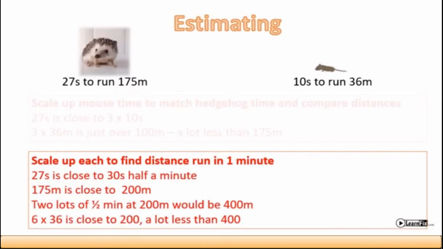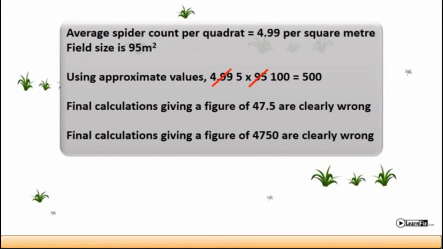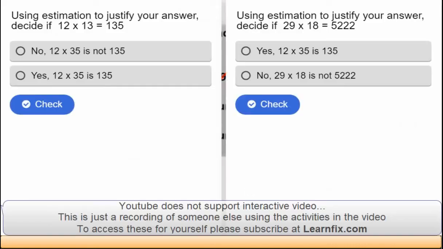So estimates also help us to check the arithmetic or logic of a solution as we work through a problem. If we counted the number of spiders in our quadrat in 3 areas to get an average value of 4.99 per meter square, and the field is 95 square meters, 4.99 times 95 could be approximated to 5 times 100, which is 500 spiders. If our calculation turns out to be 47.5 spiders, or 4,750 spiders, then we know there's a mistake somewhere.